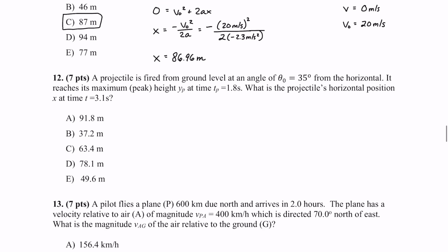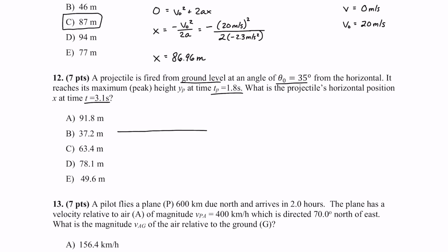Problem 12 is a projectile motion problem. We're told a projectile is fired from ground level at an angle of 35 degrees from the horizontal. It reaches its maximum peak height at time Tp, and we're asked what is the projectile's horizontal position at some later time, 3.1 seconds.